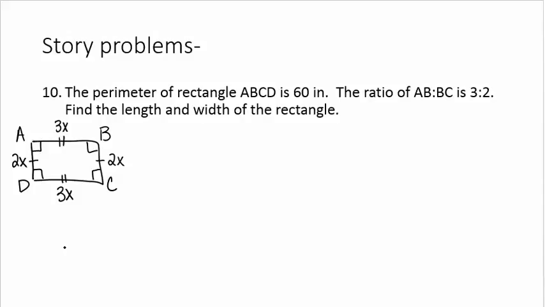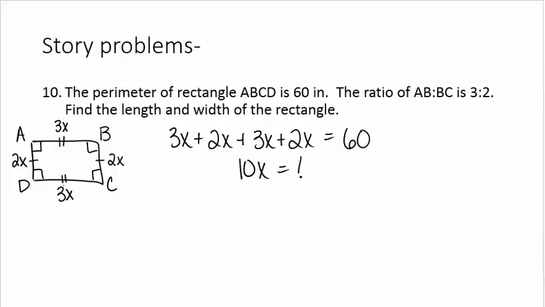You know that the perimeter means the distance or the lengths all the way around added up. So we have 3x plus 2x plus 3x plus 2x equal to 60. If we combine like terms, we have 10x equals 60, or x equals 6.